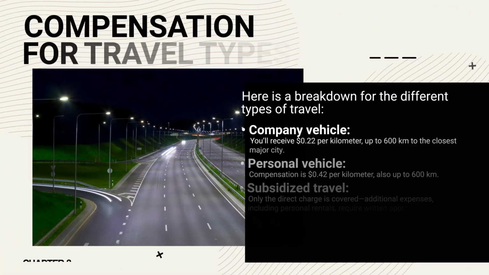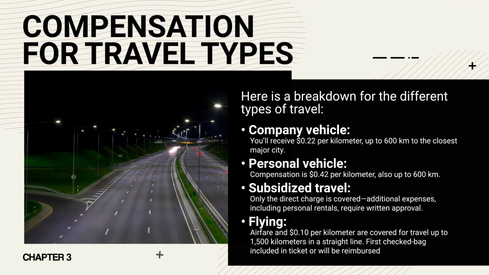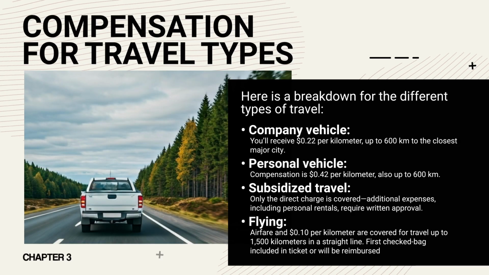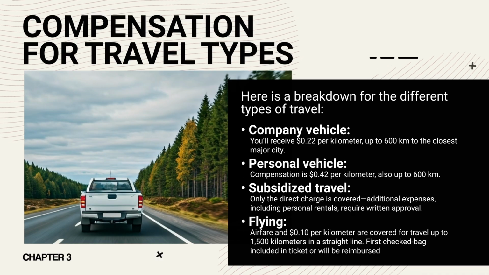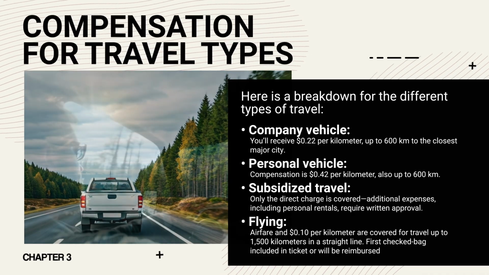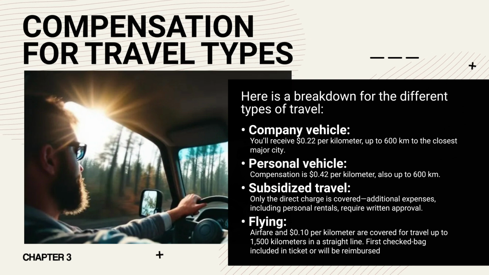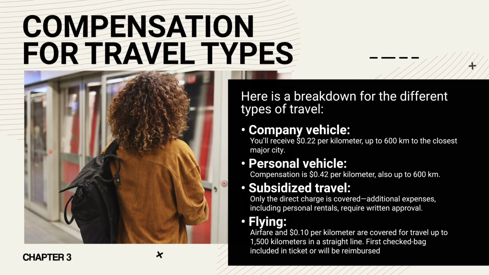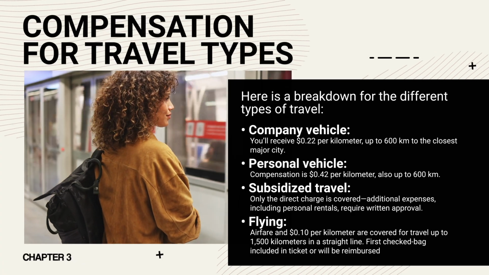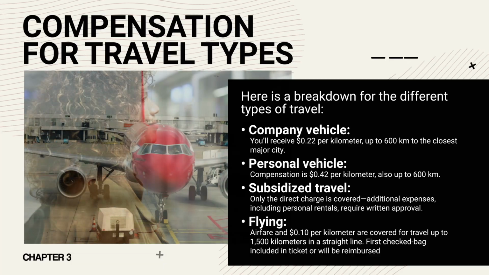Compensation for travel types. Here is a breakdown for the different types of travel. Company vehicle. You'll receive 22 cents per kilometer, up to 600 kilometers to the closest major city. Personal vehicle. Compensation is 42 cents per kilometer, also up to 600 kilometers. Subsidized travel. Only the direct charge is covered. Additional expenses, including personal rentals, require written approval.